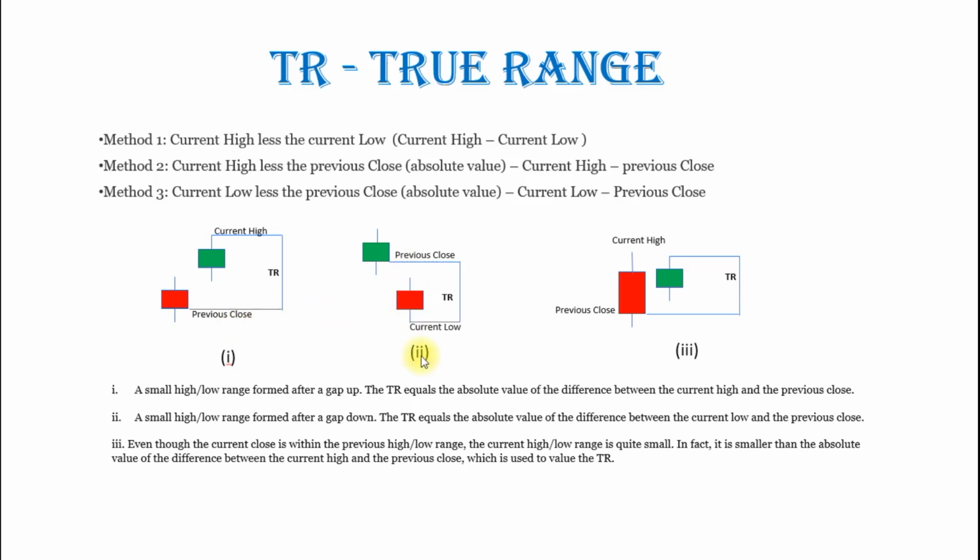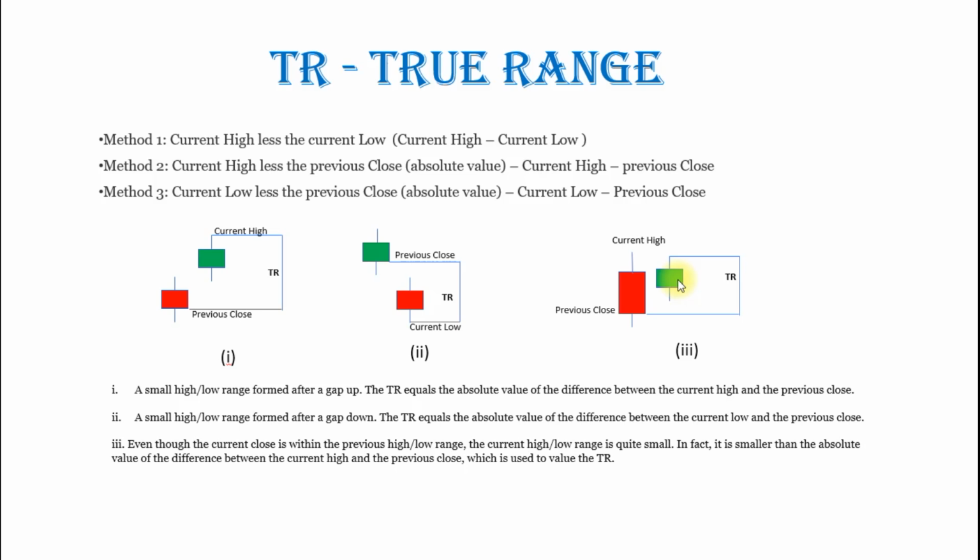Next, we'll go to the second one. Here we can see that there is a gap in the price. Here this is a green candle. After that we got the red one. So we can clearly understand with the picture that there is a gap in the price. A low range is formed after the gap down, that is the price gaps down. So how will we calculate the true range here? That is the difference between the current low and the previous close. So we will calculate the true range like this, for gap up and gap down.